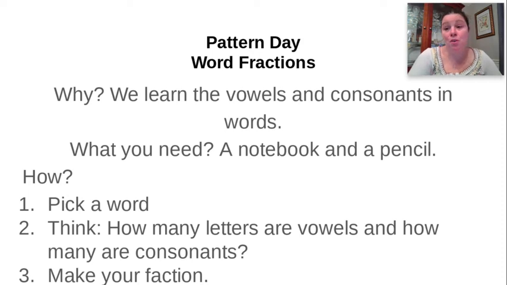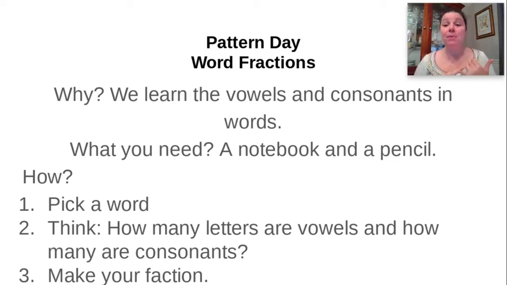And what do you need? A notebook, your sort, and a pencil. And how do we do it? Well, first, we're going to pick a word. Two, we're going to think how many letters are vowels in this word and how many are consonants. And then I'm going to make my fraction. So let's go over that. First of all, our vowels are A, E, I, O, U, and sometimes Y. And then all the other letters are consonants.